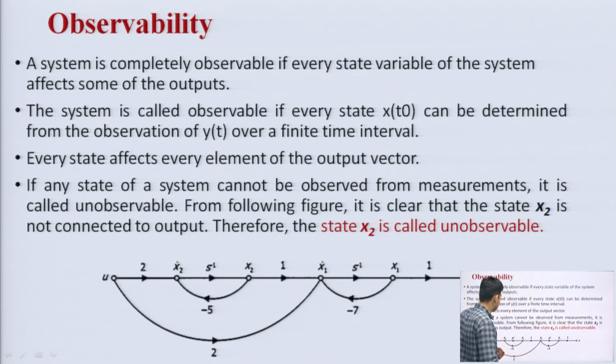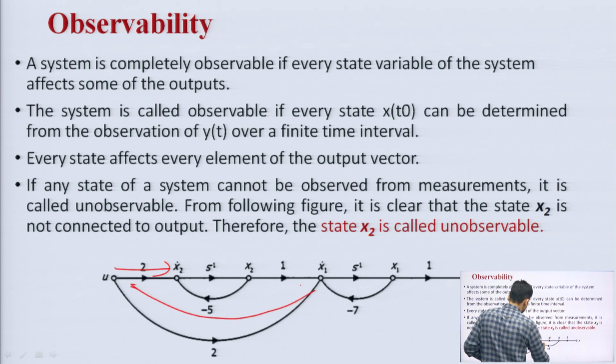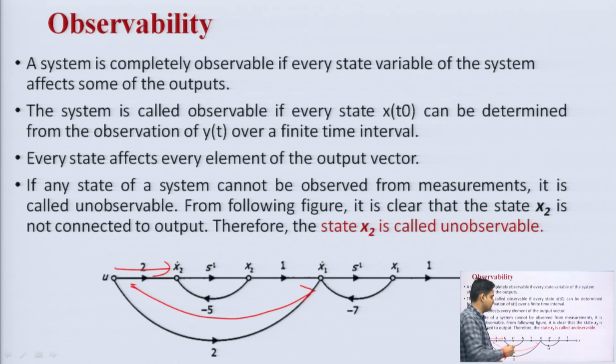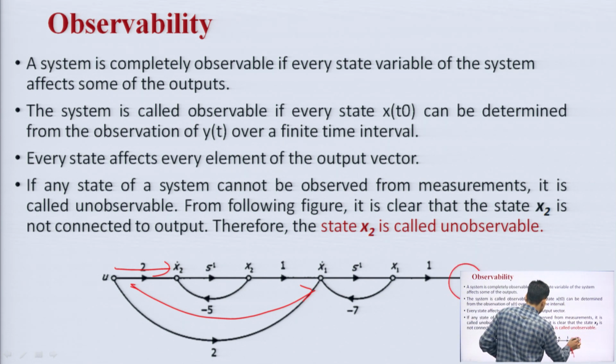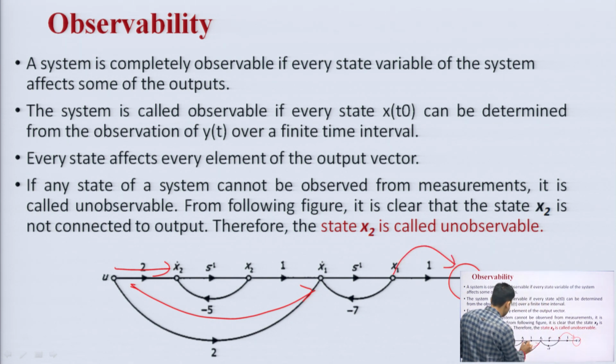Here you can see again that my SFG is given. You apply the input u, and it goes to x2 dot and to x1 dot. It means my input is passing to the state variables x1 dot and x2 dot, so both are controllable. But is it observable or not? You can see my output is here. The state x1 is directly going to the output, but my state x2 is not connected to the output.